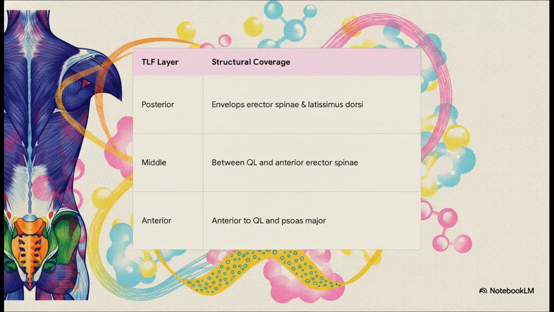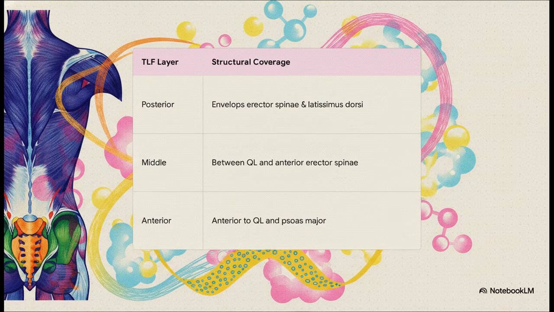Moving a layer deeper, we encounter the thoracolumbar fascia, which is anything but a simple sheet of tissue. It is a highly complex, dynamic barrier divided into 3 distinct layers. The posterior layer envelops the erector spinae and latissimus dorsi. The middle layer sits snugly between the quadratus lumborum and the anterior aspect of the erector spinae, and the anterior layer runs anterior to the quadratus lumborum and psoas major.